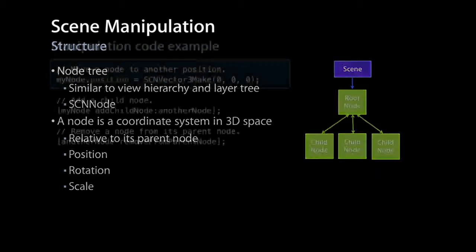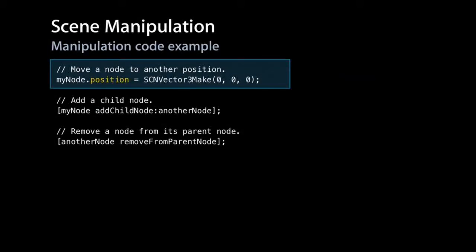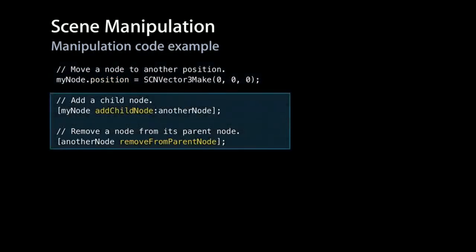So if you want to, for instance, move a node in the 3D space, you just need to set its position to a given vector. So for instance, here I move my node to the origin. I set its position to the vector 0, 0, 0. And managing the hierarchy of nodes is very similar to managing a hierarchy of layers or views with the usual add child and remove from parent methods.